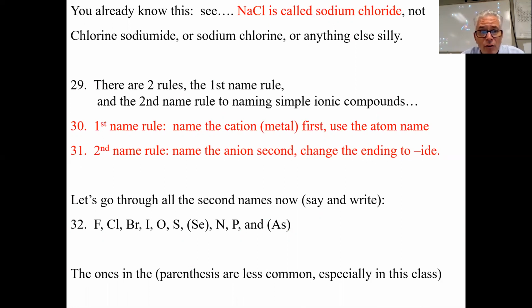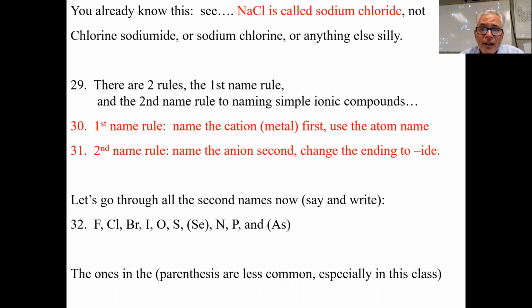Here are the 2 rules there in red. The first rule, the rule for the first name, is you always name the cation or the metal first, and you call it by its atomic name. So Na is sodium. Even though it's a cation, we still call it sodium. It's the sodium cation, but we just say sodium. The second name rule, the second name is always the anion. In this case, it's chlorine, which is going to become negative, but we change that name to end. Instead of chlorine, it's chloride.